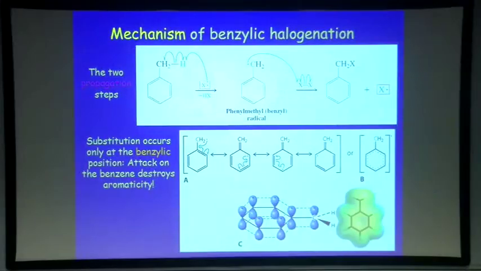Attack at the ring will destroy the aromaticity, so it doesn't want that. So it only goes to this position here. And that makes it a simpler reaction, actually, than the allylic halogenation. Okay, so radical halogenation goes benzylic.